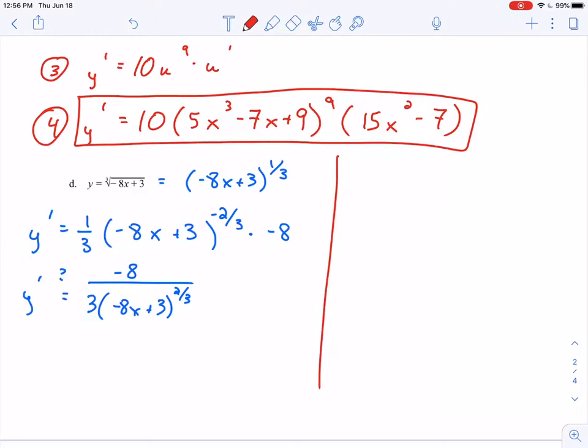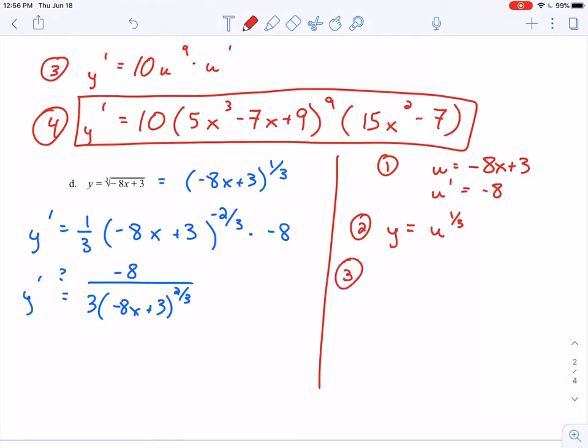Let's say our first step, that would be this negative 8x plus 3. What's inside of the parentheses? So negative 8x plus 3. And I know I need u prime. That's going to be negative 8. So my second step, I'm going to rewrite my function. This is y equals, let's see, I'm going to take out negative 8x plus 3, so I will just have u to the 1/3 power.